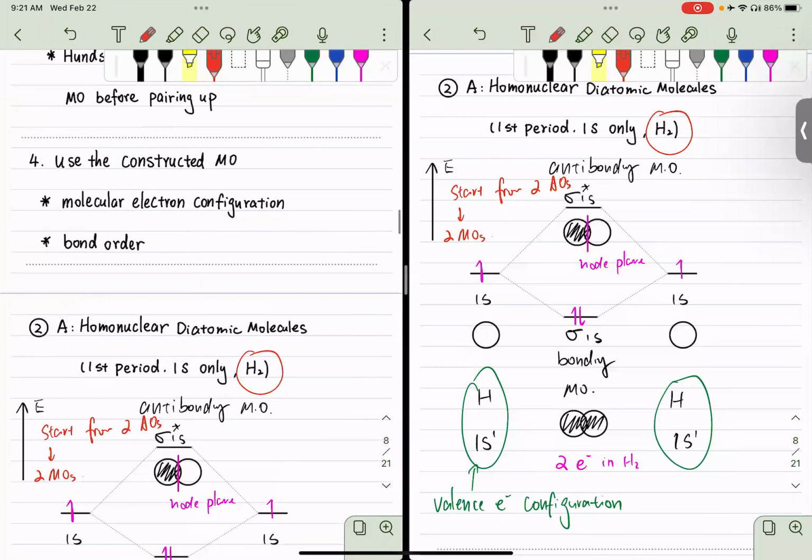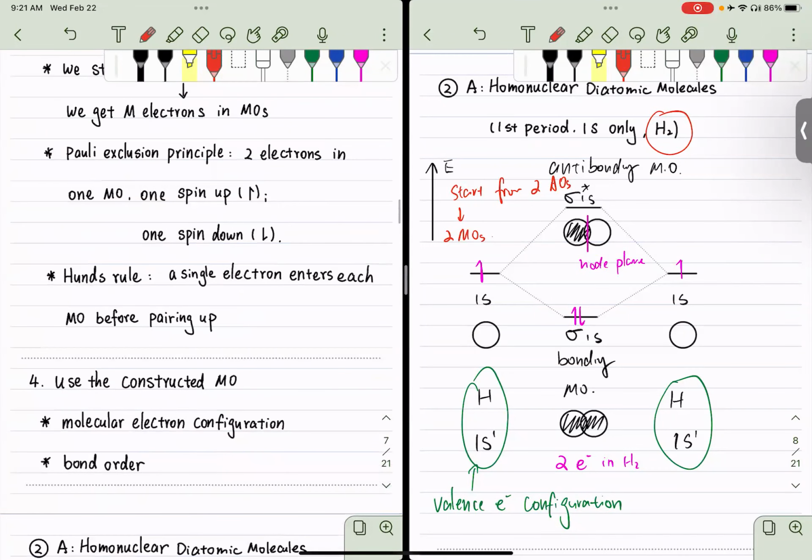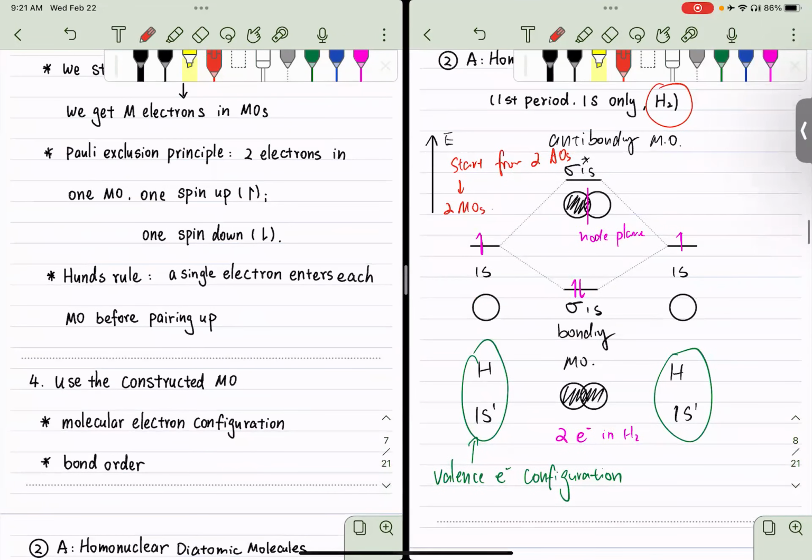The last question here is how can we use the constructed molecular orbitals? One obvious choice is you can use it to create the molecular electron configuration. So for H2, the molecular electron configuration is going to be sigma 1s2. This means we have 2 electrons in a sigma 1s bonding molecular orbital.